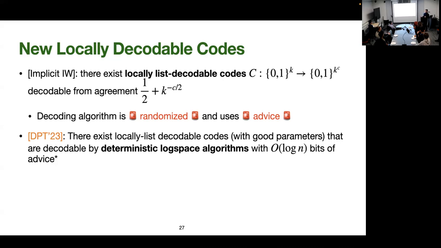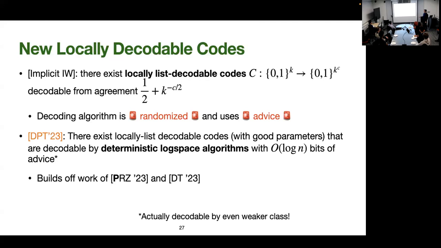Any other quick questions? This will be the last time coding theory appears in this talk. So if you don't want to parse this, it will matter. And this builds off work, both the PRZ work and this work of Doron et al. from earlier this year. And actually, these things are decodable by an even weaker class that won't come up.